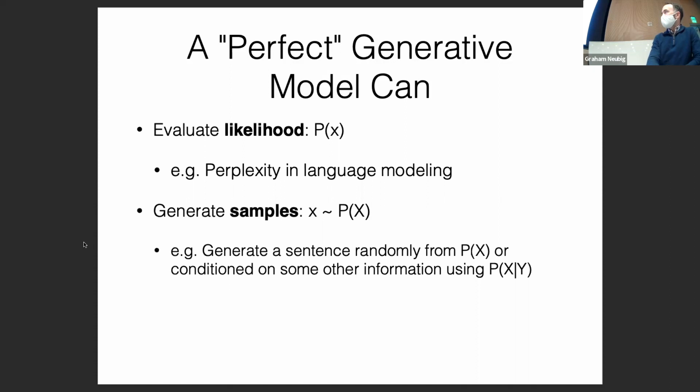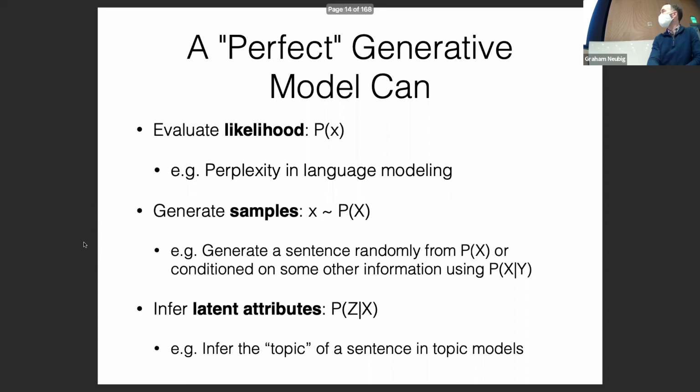Another thing is generating samples. So we could generate a sentence randomly from P of X, or condition on some information using P of X given Y, unconditional text generation or conditional text generation, for example. Or we could use it to infer latent attributes. So for example, we talked about topic models, we talked about VAEs. We might want the model to be able to infer these latent variables Z that somehow induce some variety of structure on top of the input data that we have, probably in an unsupervised manner.